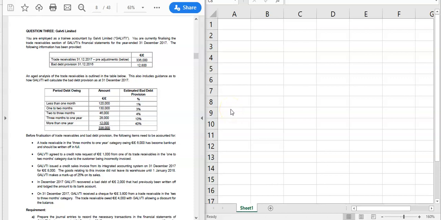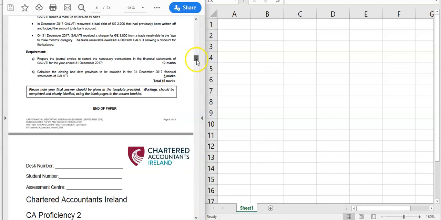In this recording we're going to look at Summer 18 question 3, focused particularly on trade receivables and bad debt journal entries. This is a typical CAP1 question that's examined again in the CAP2 interim assessment, so it's important to understand your CAP1 double entry bookkeeping. Elements of control accounts, bank reconciliations, and suspense accounts are all heavily examined again at your CAP2 financial reporting interim assessment.